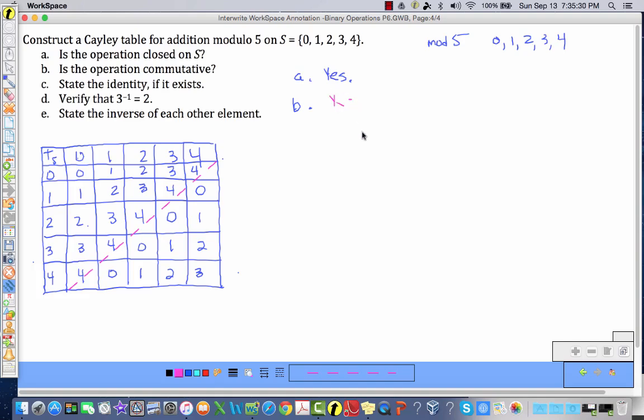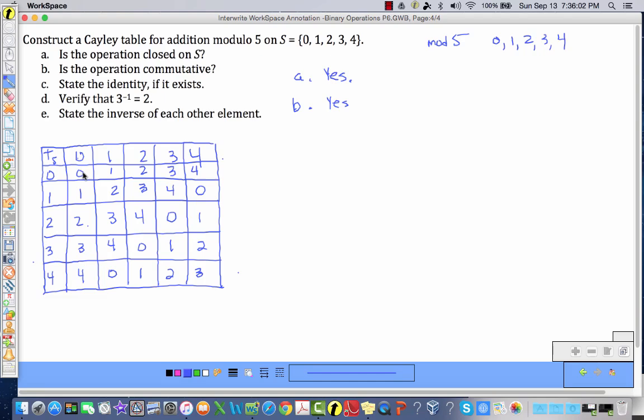And remember what commutative means: does A star B equal B star A? So let's just do a couple of quick checks. 1 and 4 is 0, and 4 and 1 is 0. 4 and 4 is 3, and then 4 and 4 is 3.